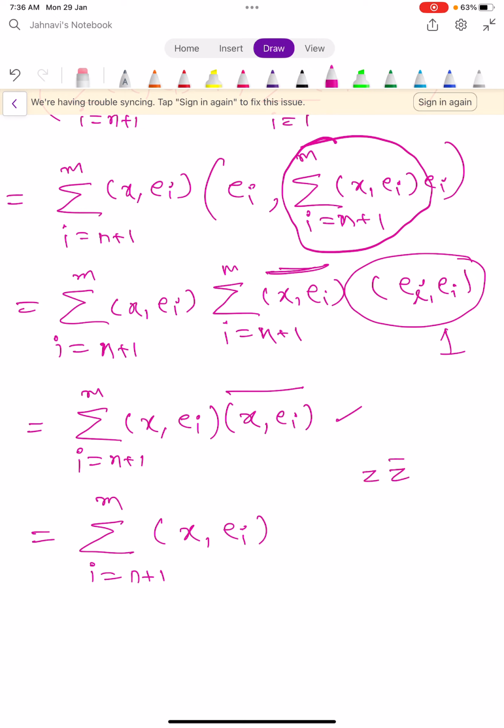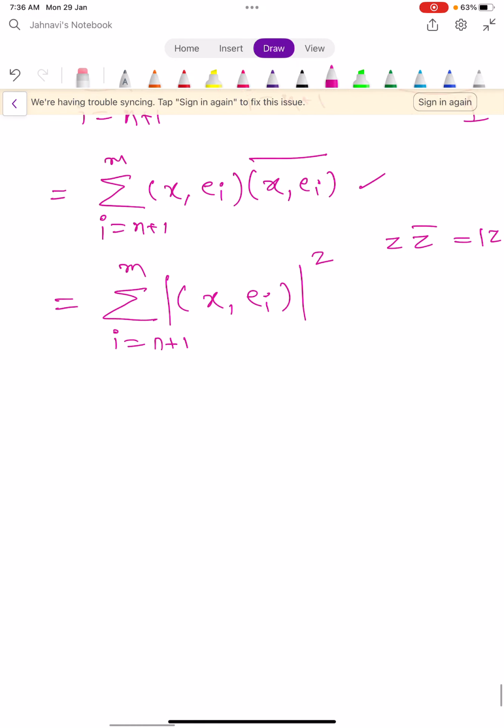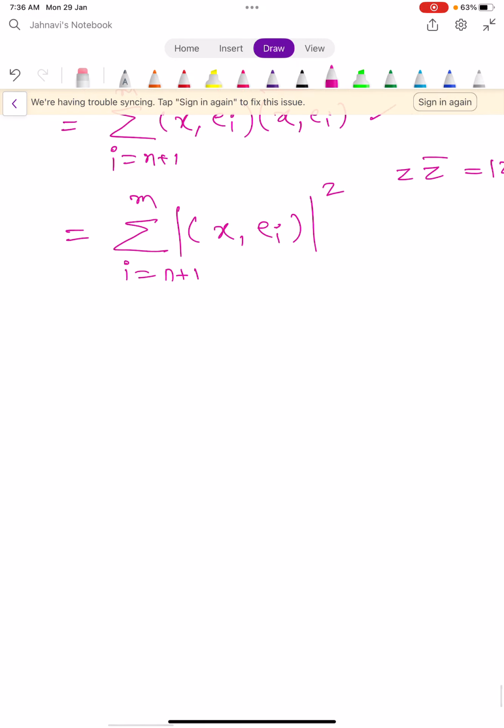We know that z times z bar is equal to mod z square. By applying that property here, you get the square. Right, now apply Bessel's inequality. We know that, but Bessel's inequality, in the next video we prove Bessel's inequality.